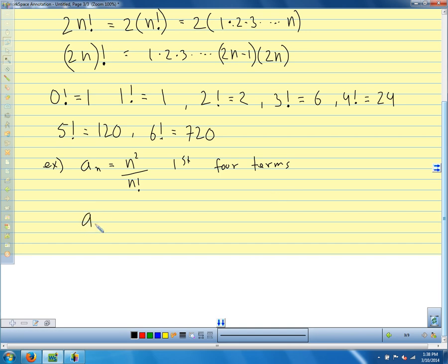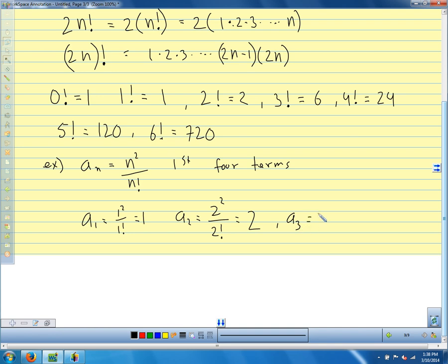So a sub 1 here, what would a sub 1 be for this sequence? 1 squared over 1 would be 1. A sub 2 would be 2 squared over 2 factorial, which is 4 divided by 2, which is 2.